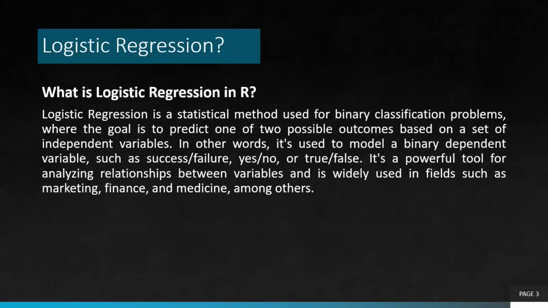So what is actually logistic regression in R? Logistic regression is a statistical method used for binary classification problems where the goal is to predict one of two possible outcomes based on a set of independent variables. In other words, it's used to model a binary dependent variable such as success or failure, yes or no, or true or false. It's a powerful tool for analyzing relationships between variables and is widely used in fields such as marketing, finance, and medicine, among others.